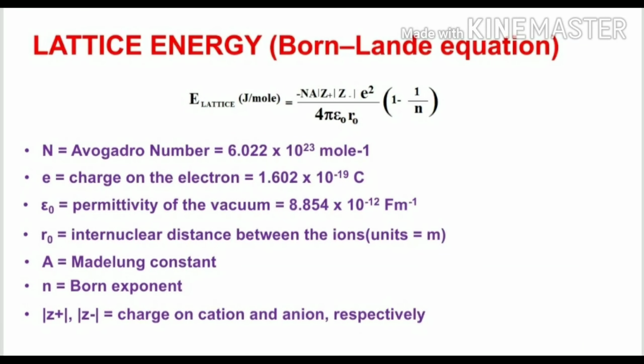In this slide, we see how to determine the lattice energy. The lattice energy can be determined by using the Born-Landé equation. The expression is given as E lattice in this slide. Here N is the Avogadro number, e is the charge on the electron, and epsilon naught is the permittivity of the vacuum. r naught is the internuclear distance between the ions, A is the Madelung constant, n is the Born exponent, and Z plus and Z minus are the charges on the cation and anion respectively.